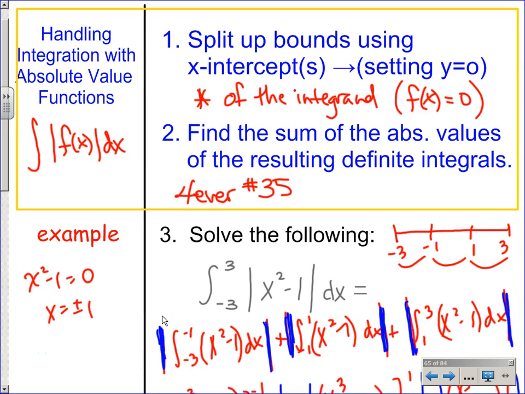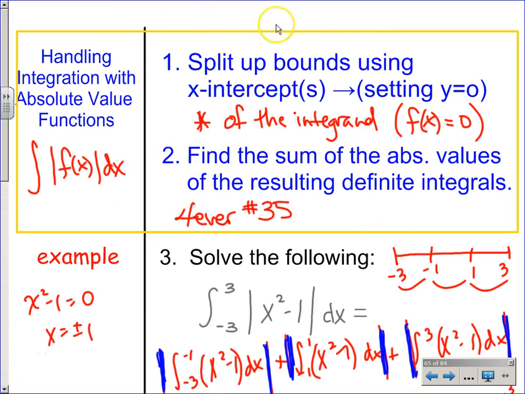For those of you guys just joining us in the video, we did just cover this forever card yesterday, handling integration with absolute value functions. Someone asked me this morning, what do I title the card? Something to do with integration and absolute value. Go team.